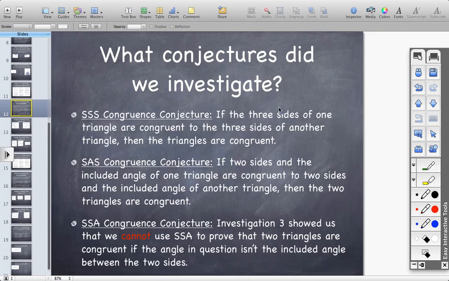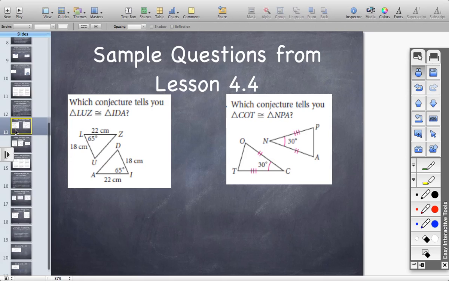Let's take a look at a couple of scenarios of how we would use these conjectures to prove or not prove triangle congruency. The first two examples I have here are asking you to prove that one triangle is congruent to another triangle, or is it? So which conjecture tells you it's congruent, or whether it is or isn't.